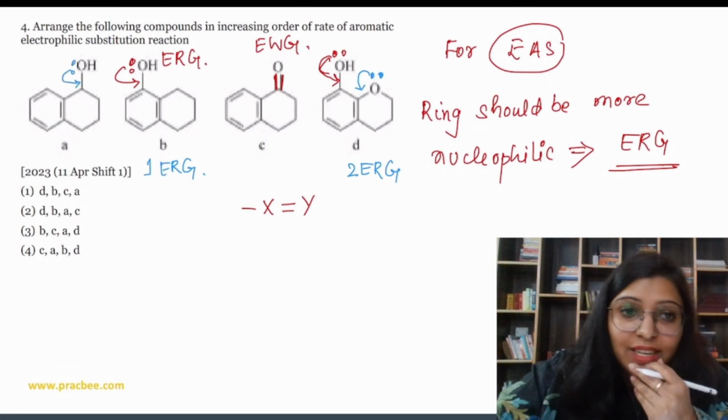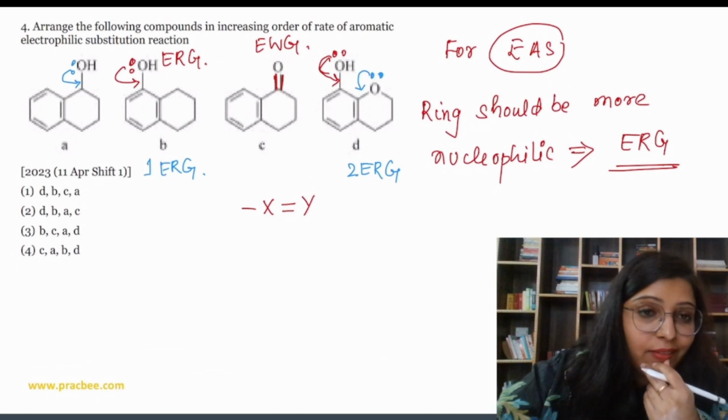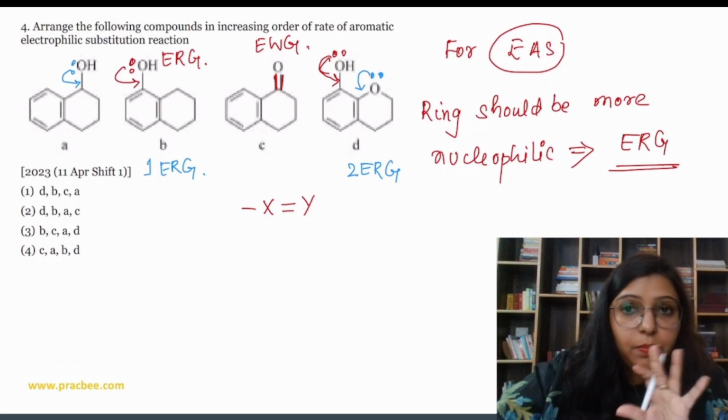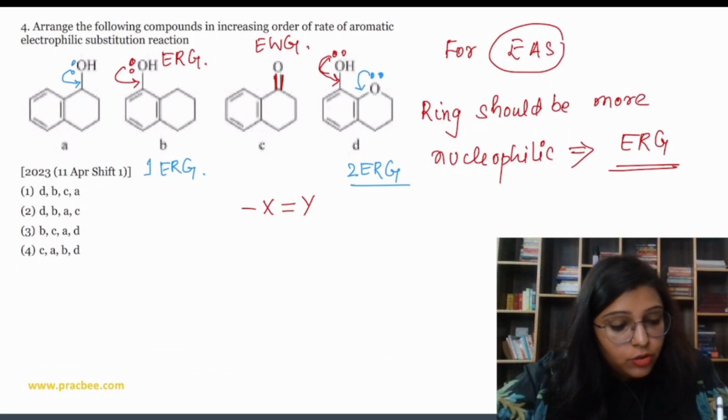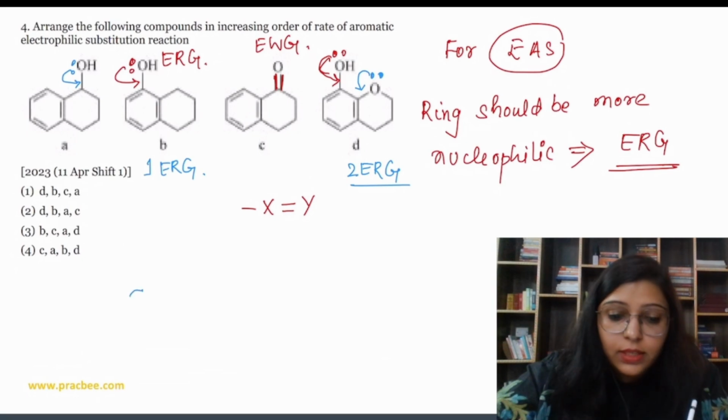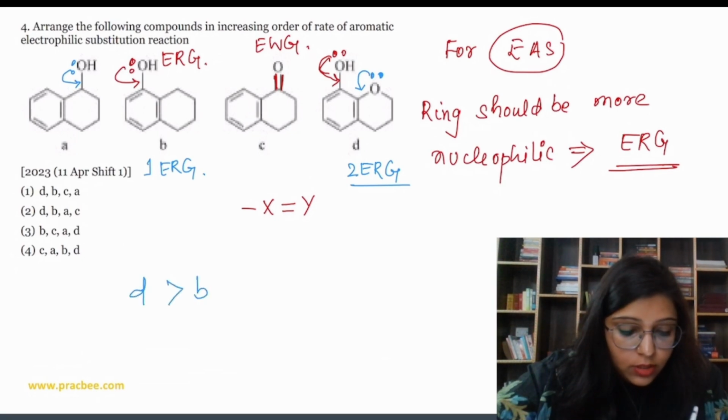Here we do not have any resonance part. So here plus M we are not going to observe. So first of all, we have two electron releasing groups in D. So the answer is D. Then B, because it has one electron releasing group.